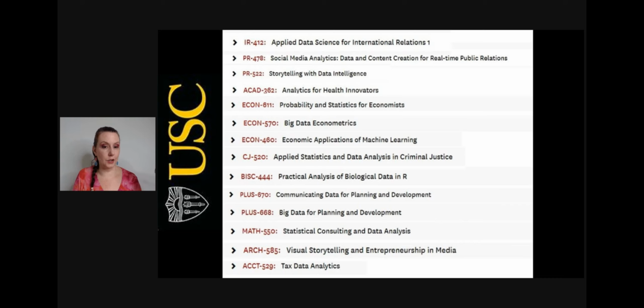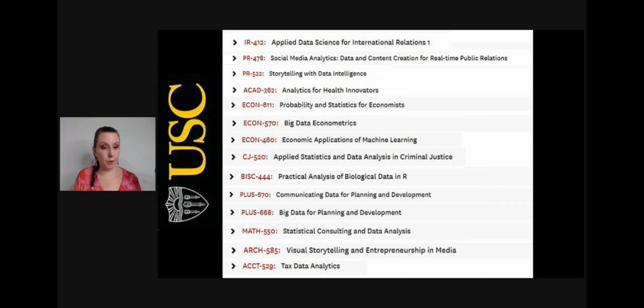They've got analytics for health innovators, probability and statistics for economists, big data econometrics, economic applications of machine learning, applied statistics and data analysis in criminal justice, practical analysis of biology data in R, which is one of the programs which, again, you can go really big and really deep and make it your entire life work, or you can just get in and out, get what you need. It's a free software, and it is quite useful, especially in making heat maps and graphs. And I'm just going to give you all the basics that you need to make it your friend. And again, what I'm talking about is R for everyone and visualization and data for everyone. So I really want to help you get in, get out, get what you need.